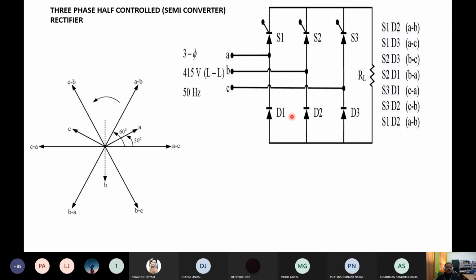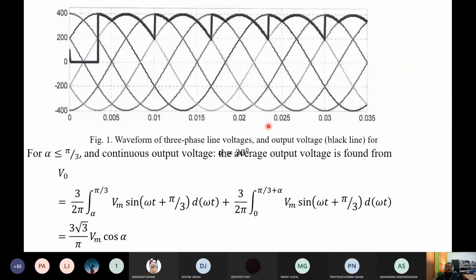Because diodes need only a forward bias, they don't require a gate pulse. If they are forward biased, the current will automatically shift from one diode to another diode. This is the sequence: AB, then AC, BC, BA, CA, CB, and AB.